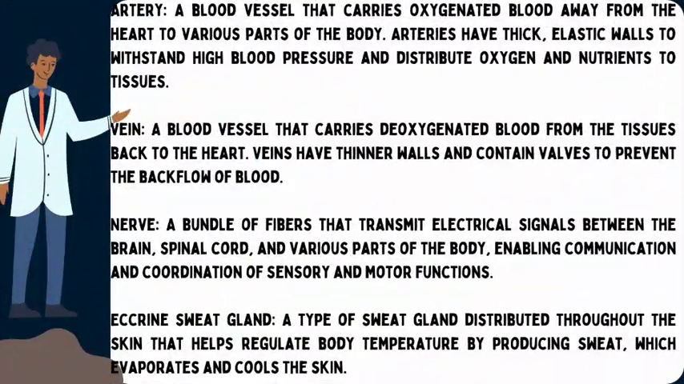Fourth, artery, a blood vessel that carries oxygenated blood away from the heart to various parts of the body. Arteries have thick, elastic walls to withstand high blood pressure and distribute oxygen and nutrients to tissues. Fifth, vein, a blood vessel that carries deoxygenated blood from the tissues back to the heart. Veins have thinner walls and contain valves to prevent the backflow of blood.